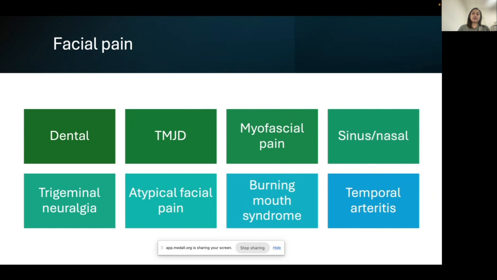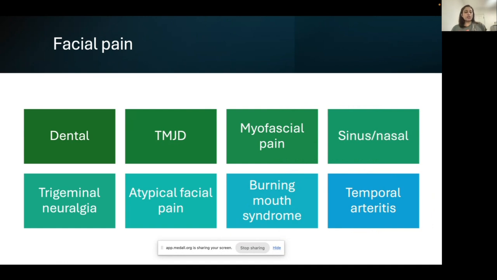If there's not, it's normally reassurance, but you can also give things like antidepressants again to try help control the pain. And finally, temporal arteritis, I think we all know about that. So pain located to the temples can be a medical emergency because it can cause blindness. It needs to be urgently investigated and treated with steroids.